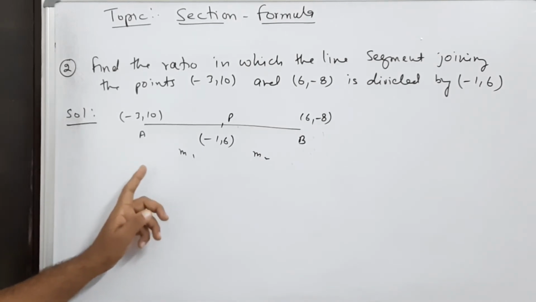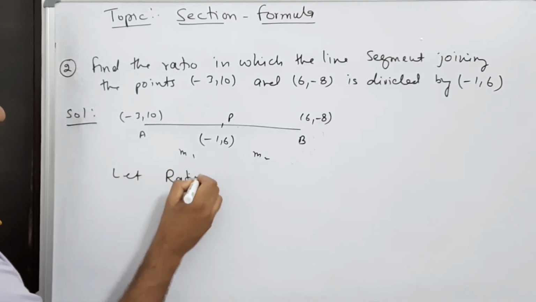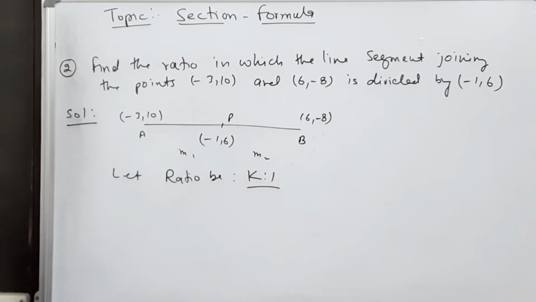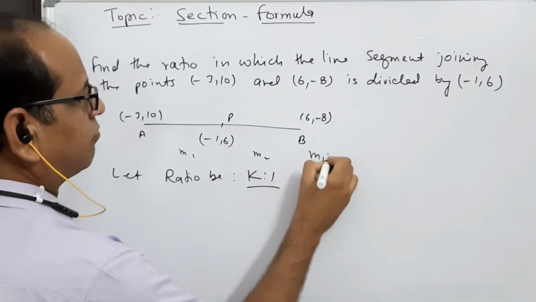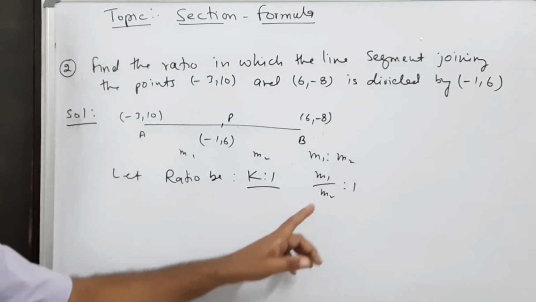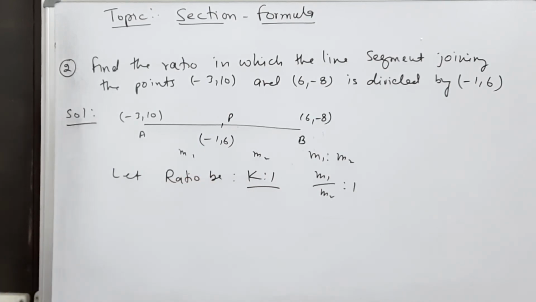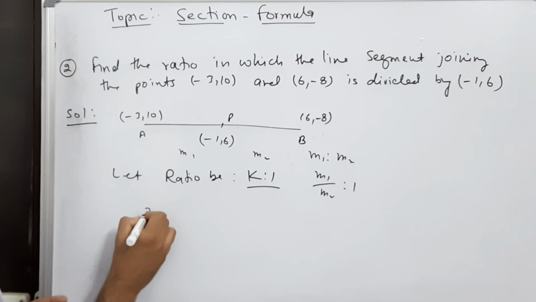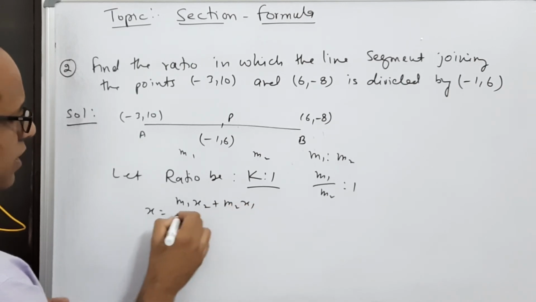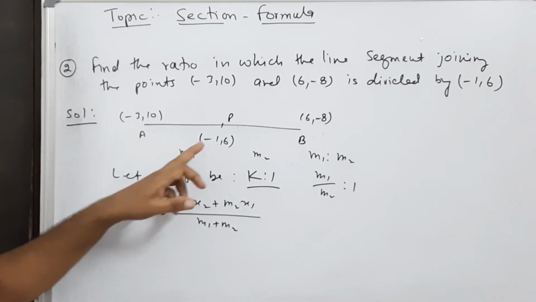So here I want to add one thing. Whenever the ratio is missing, it is better you take let the ratio be K:1, instead of taking m1:m2. Because you know m1:m2 can be written as m1 upon m2 : 1, and I am taking this part as K. By taking K:1, the calculations will be a little easy. Now you know the formula. The formula is x equals (m1 x2 plus m2 x1) upon (m1 plus m2). So if I put the value of x, it is -1.